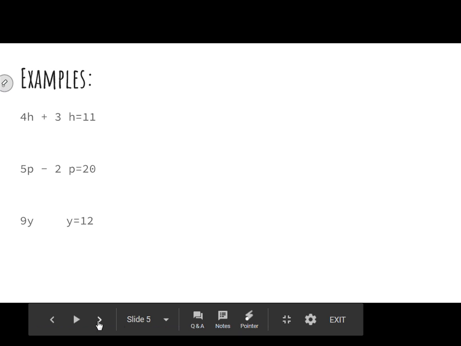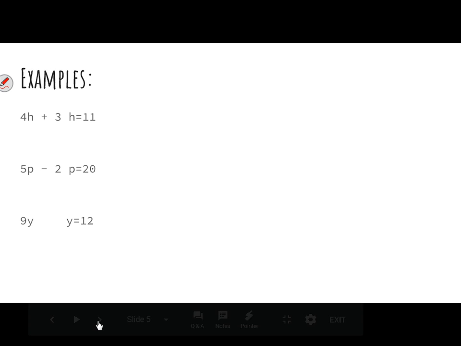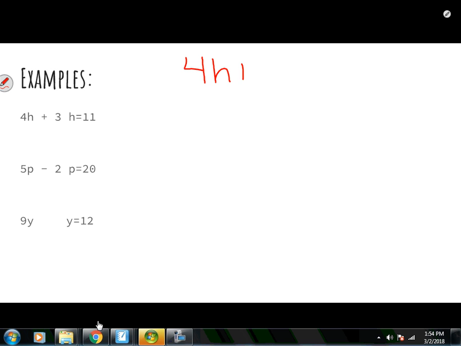Okay, some examples. If we have the problem 4h plus 3, and then we say h is equal to 11, what we do is then substitute our 11 in for the h. When we have a number and a letter up against each other, it means multiplication. So 4 times 11 plus 3. Using our order of operations, we would do 4 times 11 is 44, plus 3 is equal to 47.